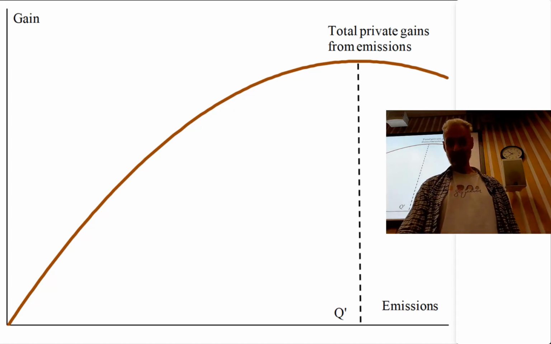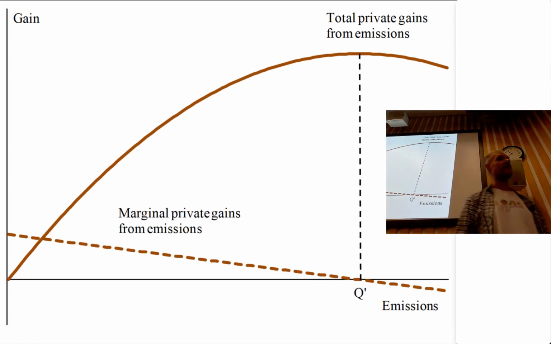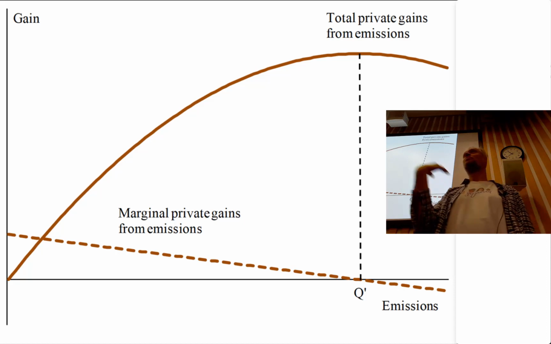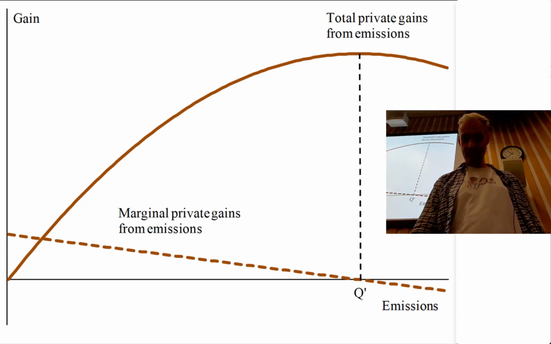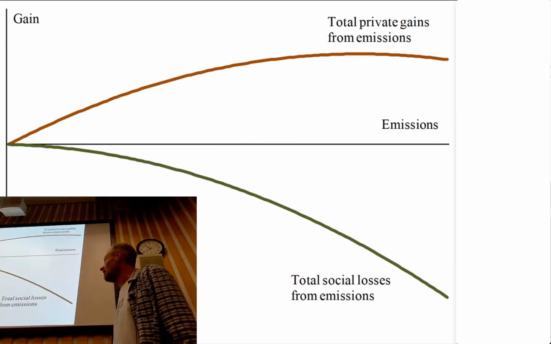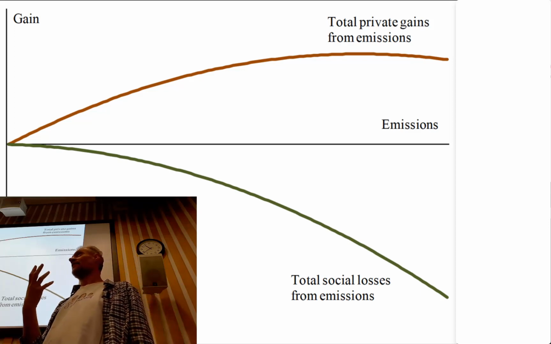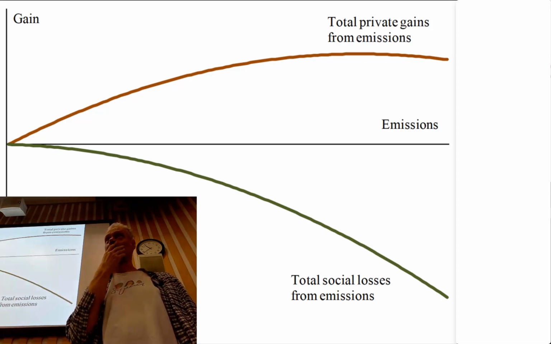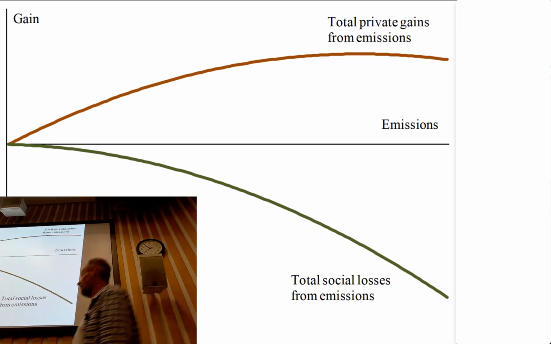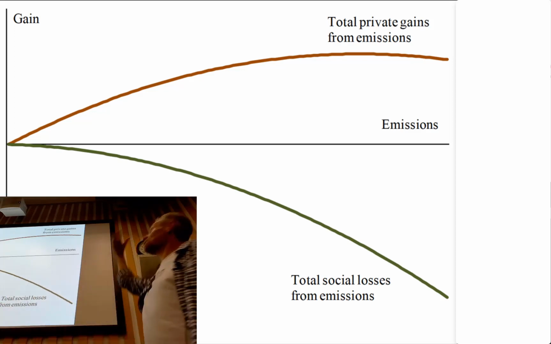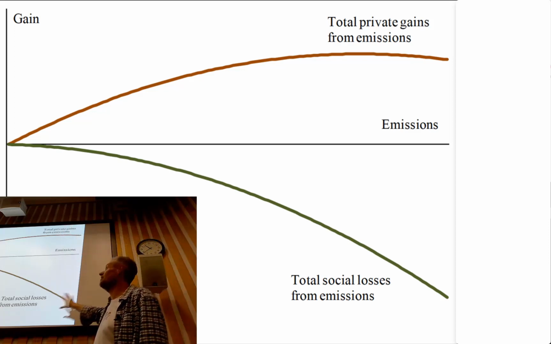That's the total. Then the marginal looks like the dotted curve that you see here. Where the dotted curve hits 0 at Q prime, that is your private optimum, right? Now, this completely disregards the emissions and the costs of the emissions. Let's assume that is given in the green curve. These are the social losses from these emissions, and we assume that right from the start, these are negative. So the brown curve is the private gains from emissions, and the green curve is the damage done to the environment, right?